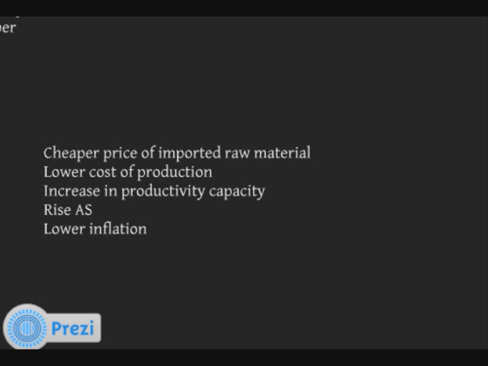Moreover, price of imported raw materials may also decrease. Since production is affected by profits, therefore, producers are more willing and able to increase production with decreased cost of production. Hence, general price level falls and inflation is decreased.